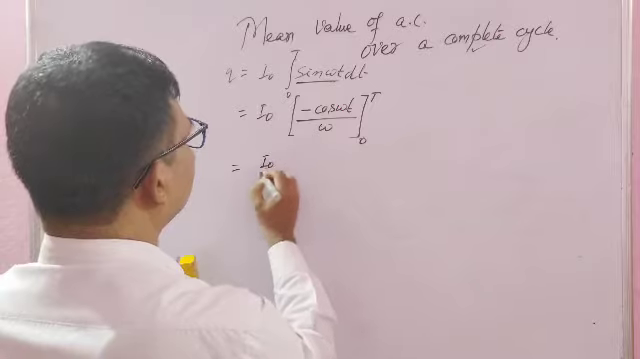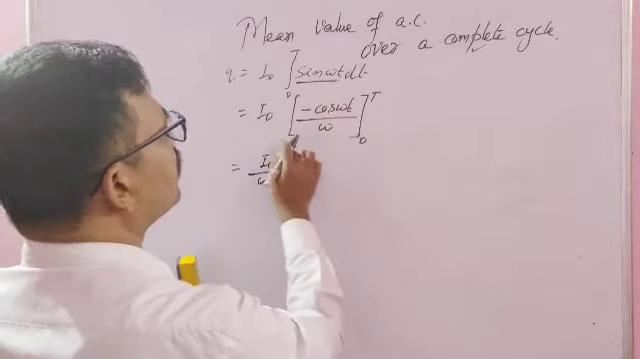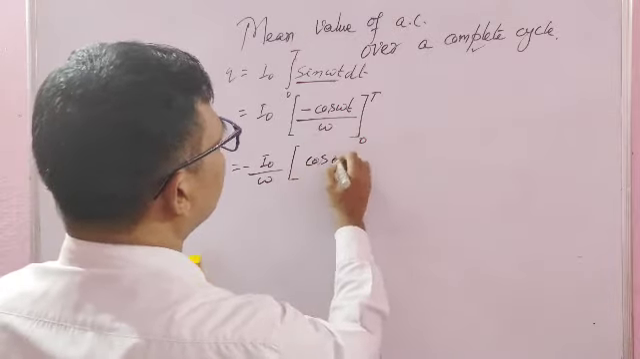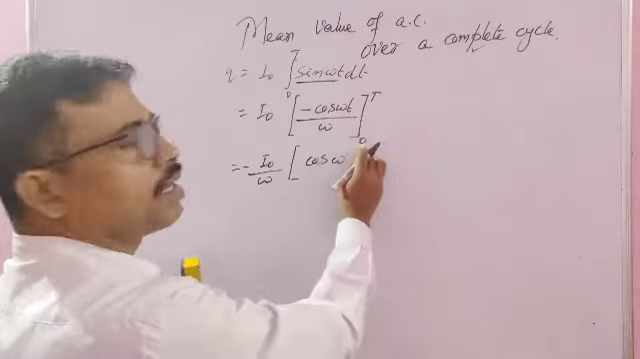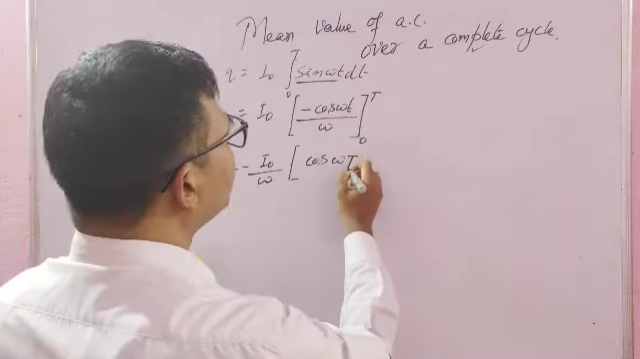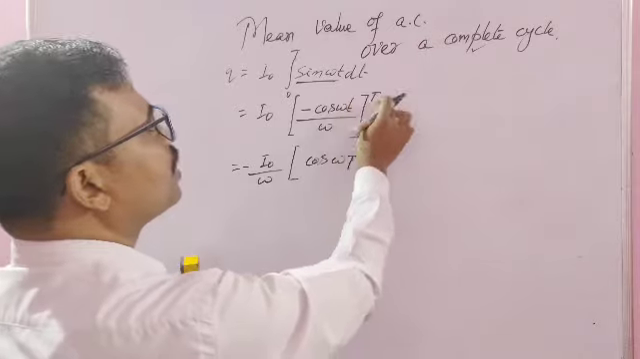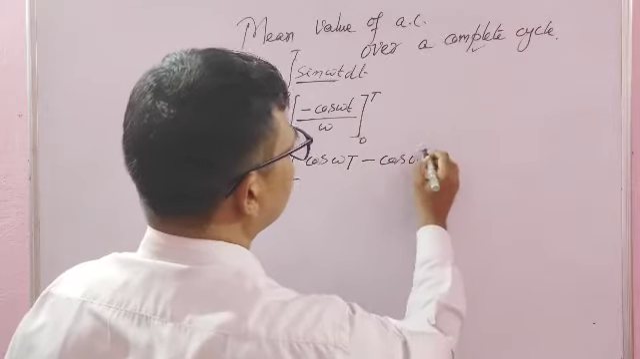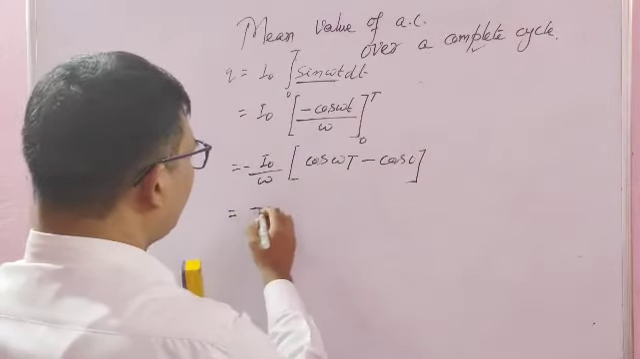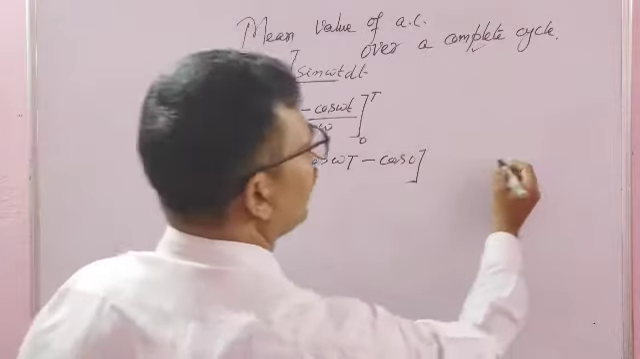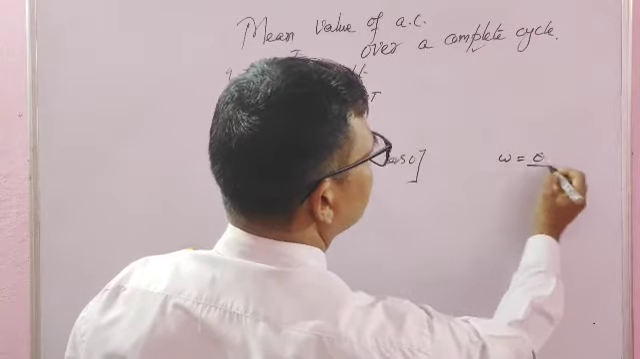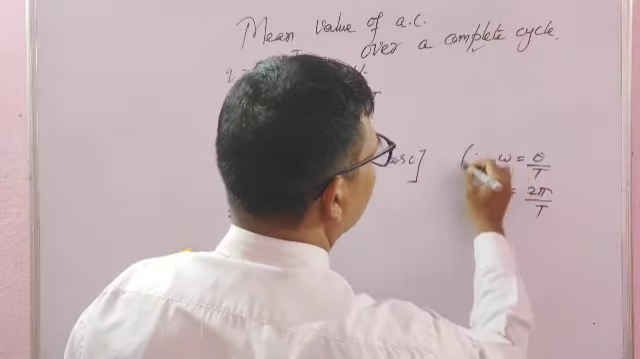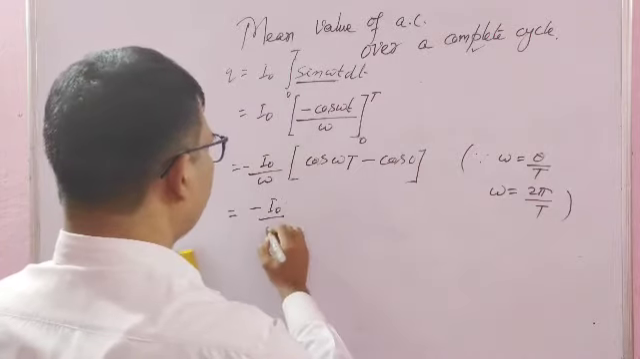Then come to the point. The value is I0 by omega, with a minus sign, times cos omega t, with lower limit 0 and upper limit t. In place of small t, you have to put this value, minus cos omega into 0. Clear? So now minus I0 by omega. Omega is equal to theta by t. For a complete cycle, it is 2 pi by T.